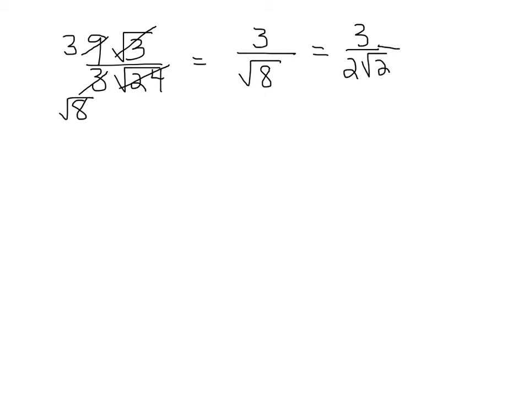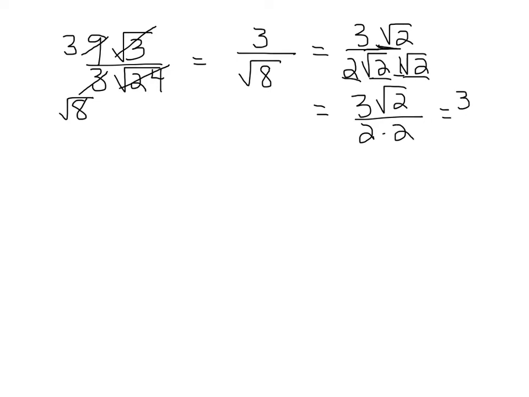So that's the same as 3 over 2 root 2. And as I said before, we can't have a radical in our denominator, so I have to multiply by root 2. And that gives me 3 root 2 over 2 times 1 is 2, and root 2 times root 2 is 2. So the final answer to this is 3 root 2 over 4.